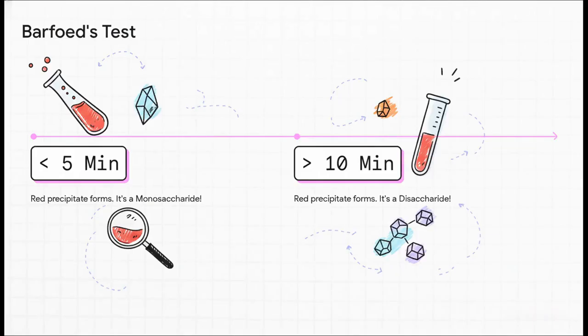For this, our next tool is Barfoed's test. And this test is literally a race against the clock. Now, both reducing monosaccharides and disaccharides will eventually give a positive result, that red precipitate. But it all comes down to one thing: speed. The monosaccharides are like little speedboats. They're small and react super fast, usually in under 5 minutes. The disaccharides are bulkier, more like clumsy barges, so they take a lot longer, usually more than 10 minutes. Time tells us everything here.